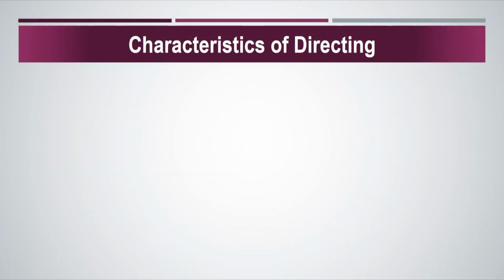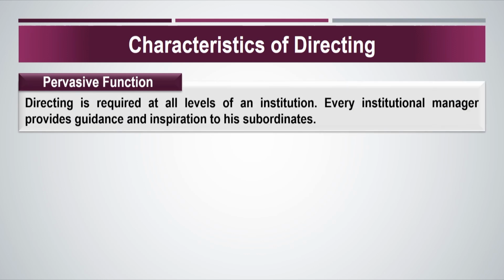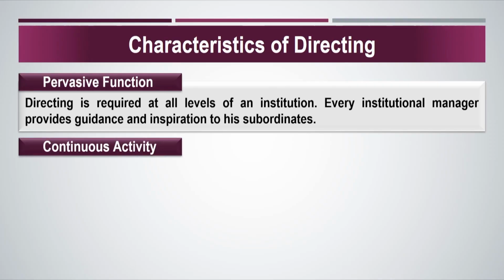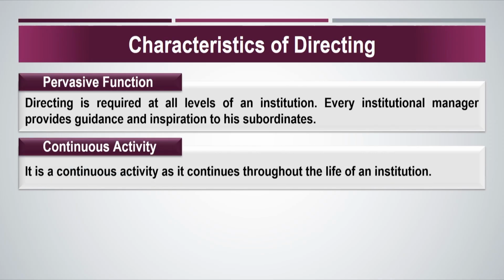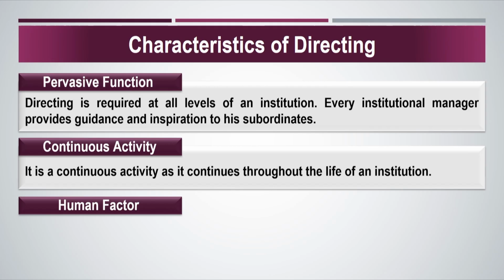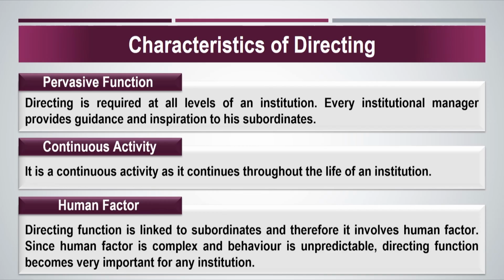Let's understand the characteristics of directing. Basically, directing is required at all levels of an institution. Every institutional manager provides guidance and inspiration to his subordinates. That's the reason it is called a pervasive action. It's a continuous activity as it continues throughout the life of an institution. Because it is acting on the humans, that's the reason human factor is very important in directing. It is linked with the subordinates and therefore it involves human factor. Since human factor is complex and behavior is unpredictable, directing function becomes very important for any institution.